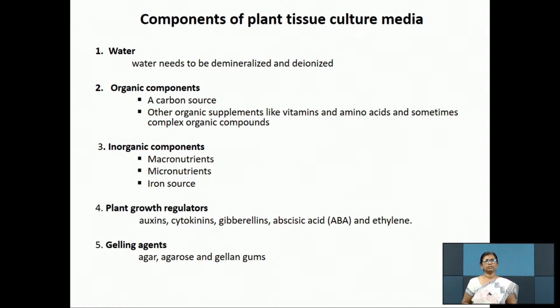So now we will look into the components of plant tissue culture media. These are the 5 important components in plant tissue culture media. One is water. Water is very important. It needs to be demineralized or deionized water.